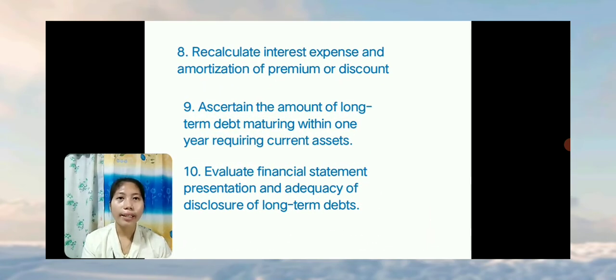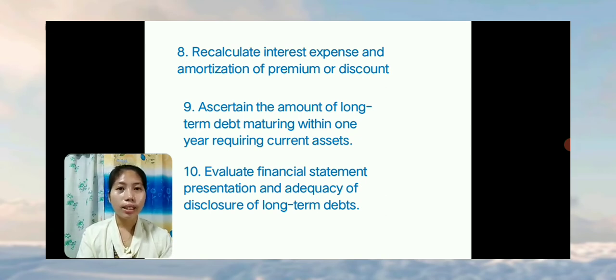8. Recalculate interest expense and amortization of premium or discount. Recalculation of interest payments is a means of bringing to light any unrecorded interest-bearing liabilities. Checks drawn in payment of interest should be traced to cash records. The auditor should independently compute the amortization of premium or discount on debt as part of the total interest expense verification process.